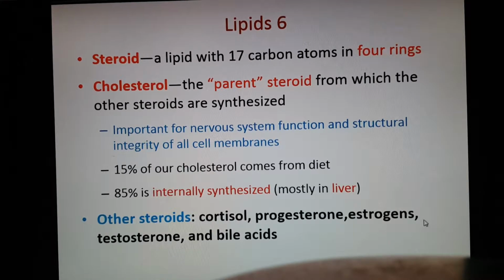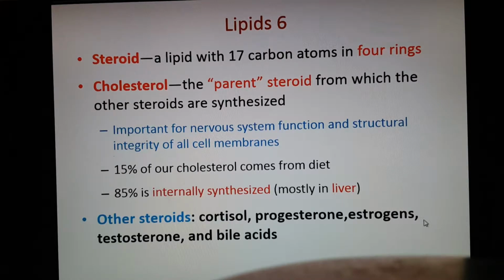Cholesterol is very important for your nervous system to function, as well as the structural integrity of all your cell membranes. With your phospholipids floating around in their little bilayer, the cholesterol molecules are embedded into that cell membrane to help maintain its structure, keeping it less fluid and a little bit more hardened in its structure.